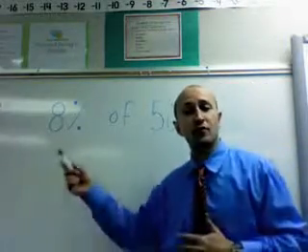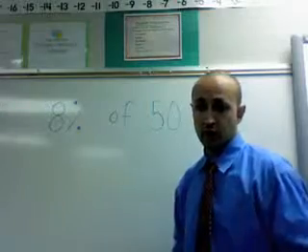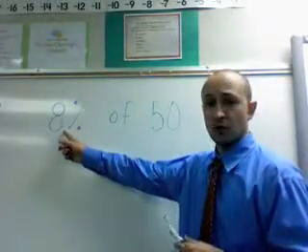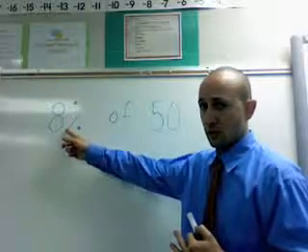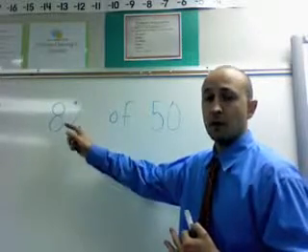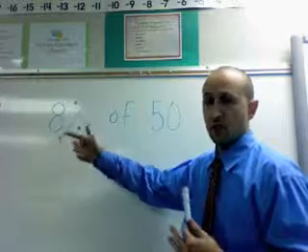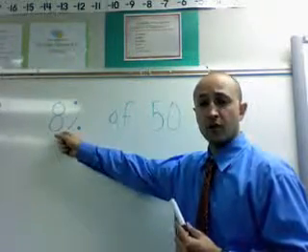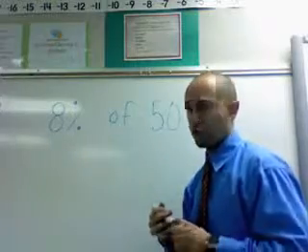So the first thing we have to do is take our percentage and turn it into a decimal. The way we do that is we put a decimal behind the last number. In this case it's just an 8, so there's only one number. So I'll put a decimal behind it and I'm going to move it 2 places to the left. That's a rule. Whenever you turn a percentage into a decimal, put the decimal behind the last number and you always move it 2 places to the left.